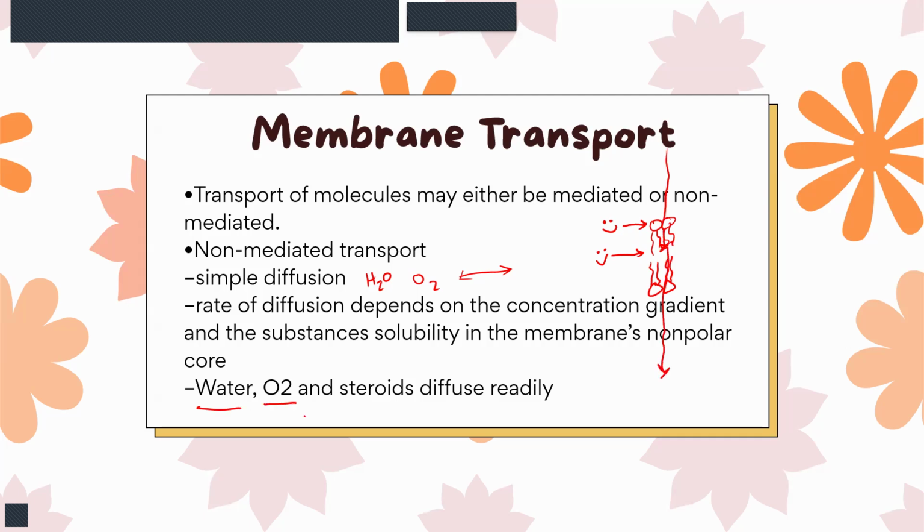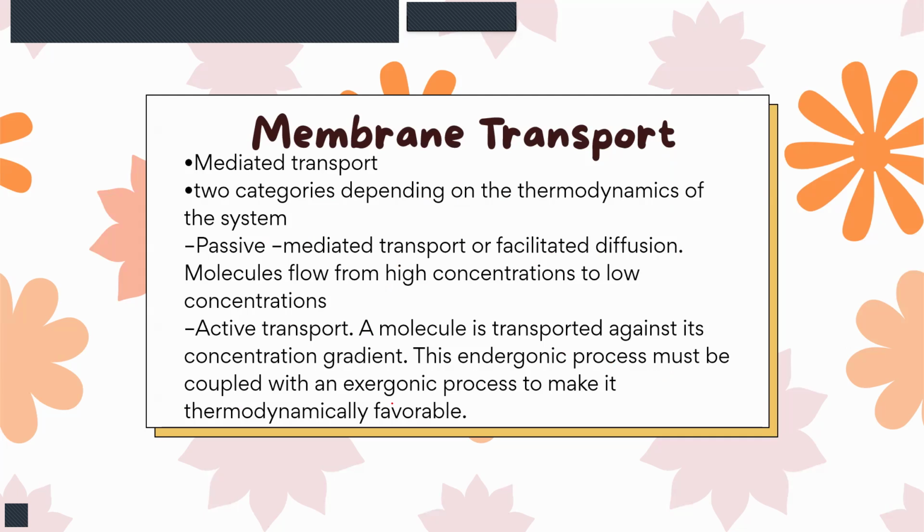Water, oxygen or O2, and steroids are typically the molecules that will diffuse very readily. Now, another type of transport known as mediated transport. There are two categories depending on the thermodynamics of the system. There's passive, which is mediated transport or facilitated diffusion. Molecules flow from high concentrations to low concentrations.